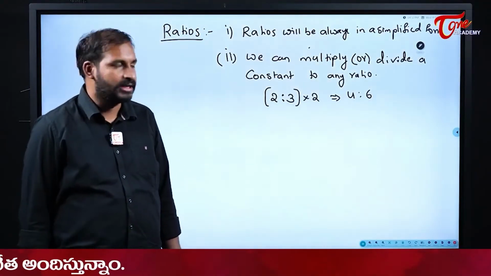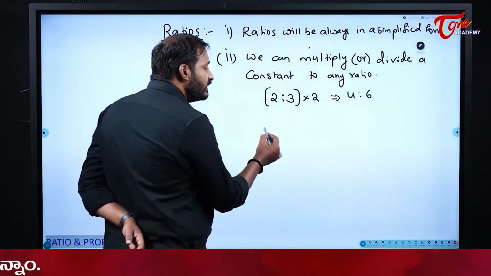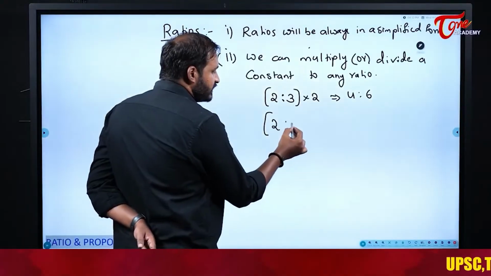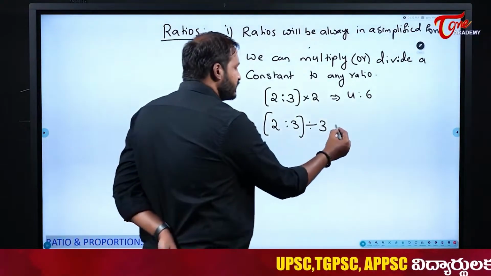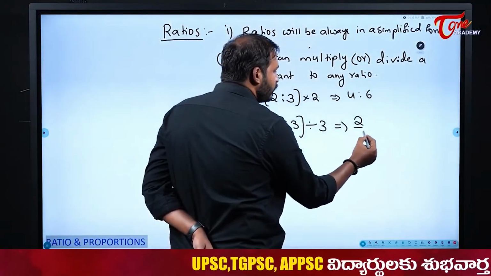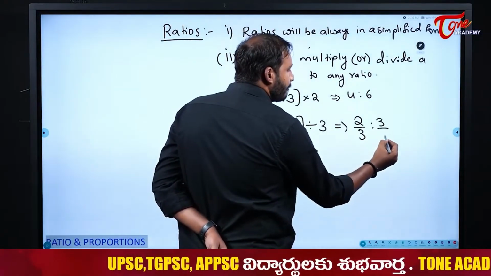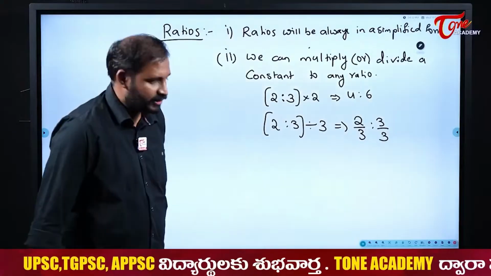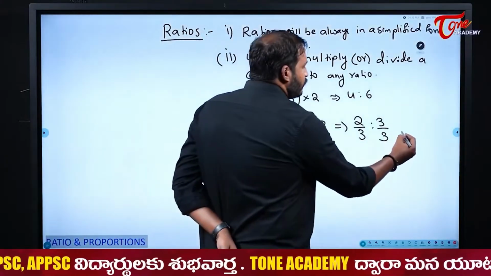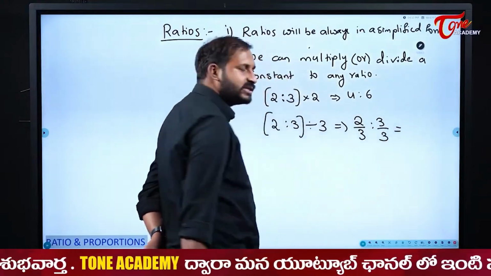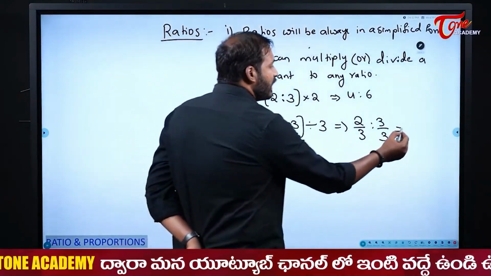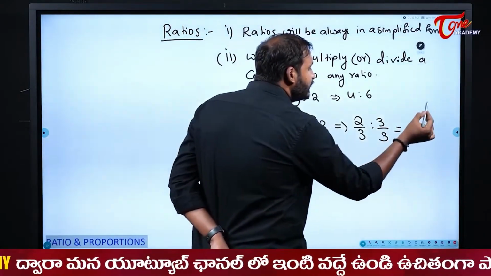So that means I can multiply anything to a ratio. There is nothing wrong in that. And similarly, I can divide anything to a ratio. For example, if there is something like 2:3 and I divide it with 3, what happens to this, students? If you observe carefully, this becomes 2/3:3/3. The 3 will get cancelled, and finally we will get the same answer, 2:3. That means you can multiply or divide anything to a ratio.